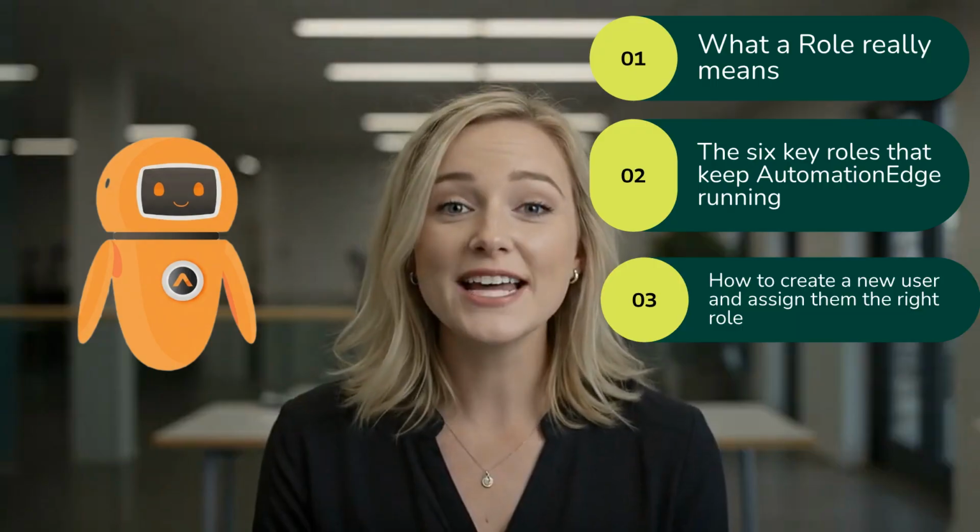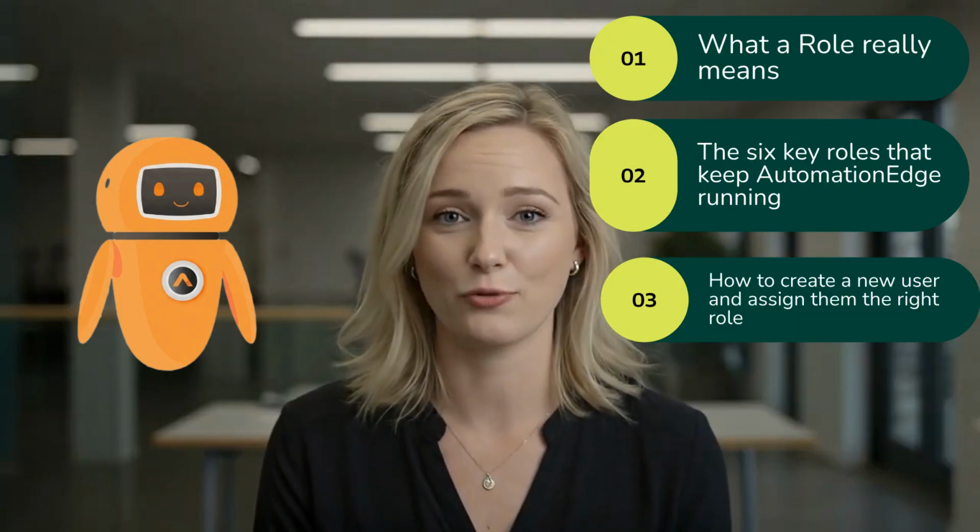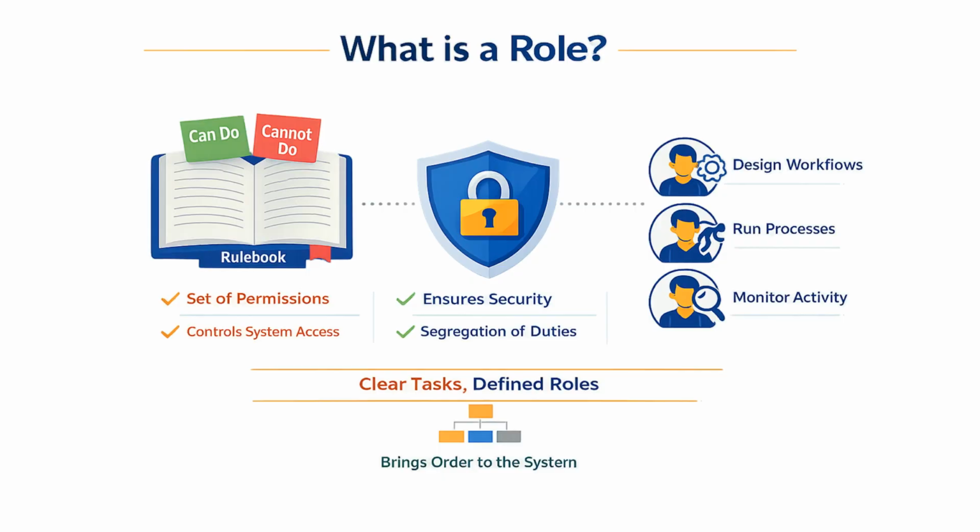What a role really means, the 6 key roles that keep AutomationEdge running, and how to create a new user and assign them the right role. Let's get started. Now that we know why roles are so important, let's define them clearly. A role is a set of permissions that decides what a user can and cannot do. Think of it as a rulebook that controls system access, ensuring both security and proper segregation of duties. In other words, roles bring order to the system by clearly defining who does what.